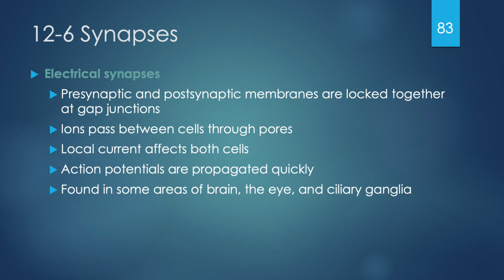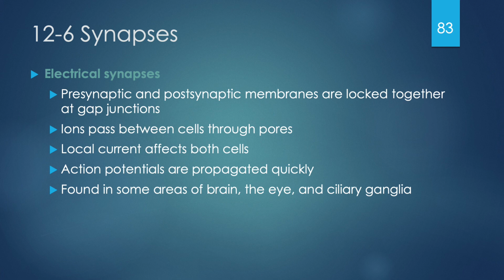Electrical synapses, while rare, do exist, and so the way that they're held together is that the presynaptic and postsynaptic membranes are locked together at the gap junctions, and so the space between them may only be 2 nanometers, so this is quite small. Ions are going to be able to pass between the cells and through the pores, and there are integral membrane proteins that are going to bind these positions in place. Those integral membrane proteins, by the way, are called connexons.